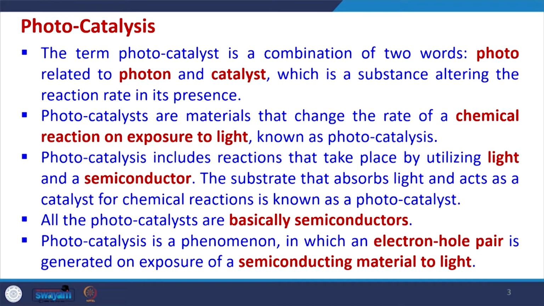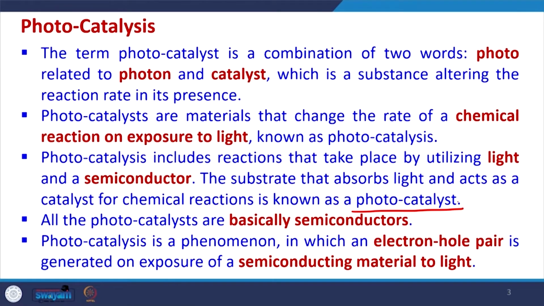Photocatalysis includes reactions that take place by utilizing light. That light may be of different wavelengths, and the catalyst generally is a semiconductor which has some properties via which it absorbs light of a particular wavelength. The substrate that absorbs light and acts as a catalyst for a chemical reaction is known as a photocatalyst. All the photocatalysts are basically semiconductors.